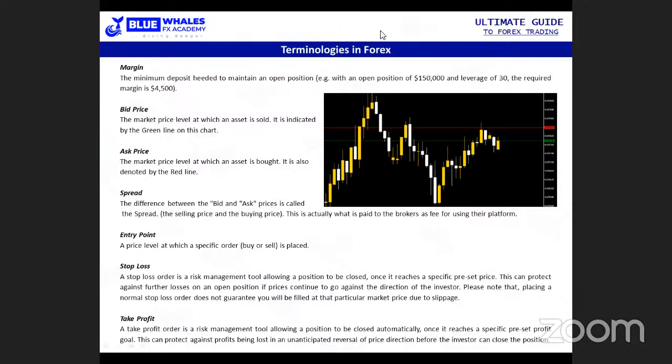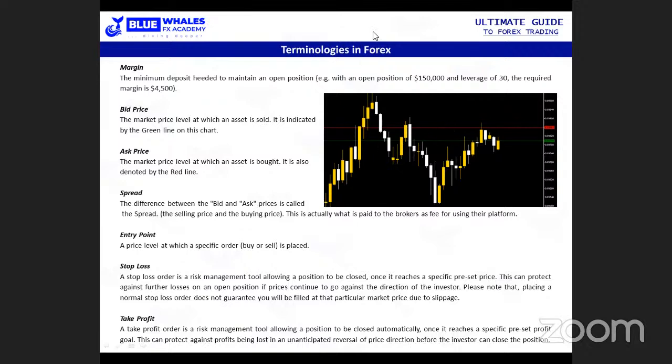Okay, we are back. Sorry, we have to do some changes. So the bid price, we say that the bid price is the market price level at which an asset is sold. All right. So this is what it really means.